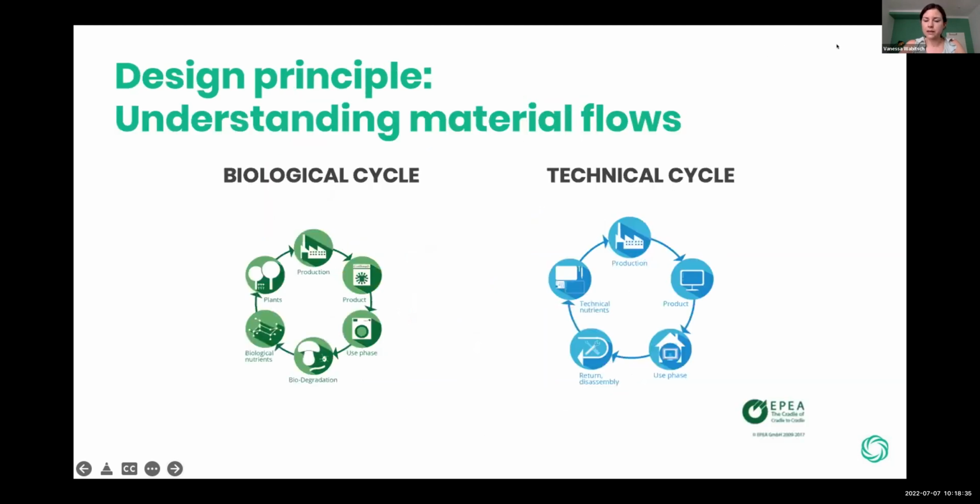We differentiate between two cycles. The biological cycle is for products that are biodegradable, especially in the farming sector. You see it very clearly: waste from the agri-food sector can be composted and reused for growing plants. Then there is the technical cycle, for example the machines used for farming, where it is important to maintain them as well as possible, or repair them if they are broken.